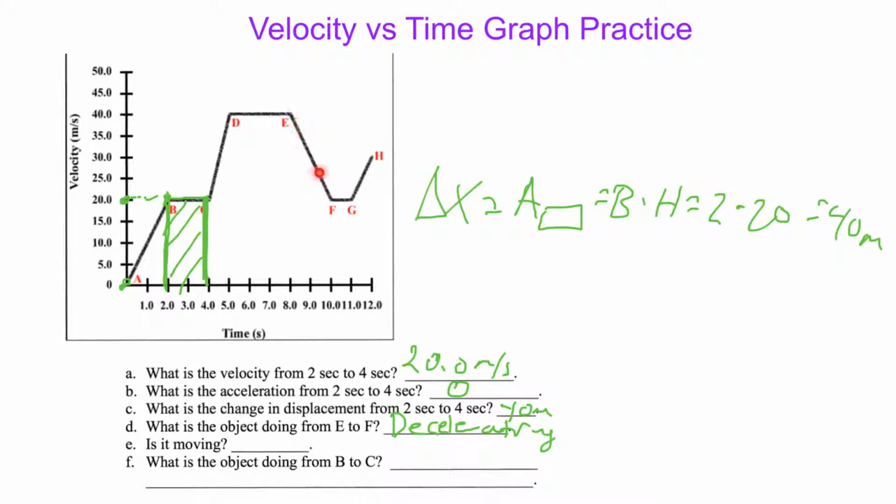So is it moving from E to F? Is the object moving? Yes. The object is still moving, it's just slowing down while it's moving.